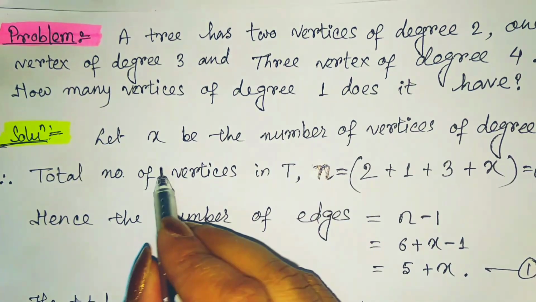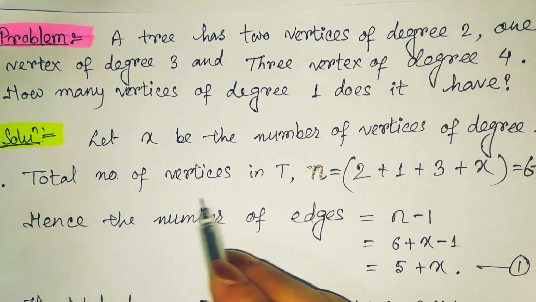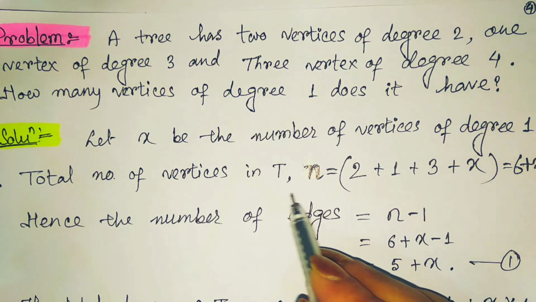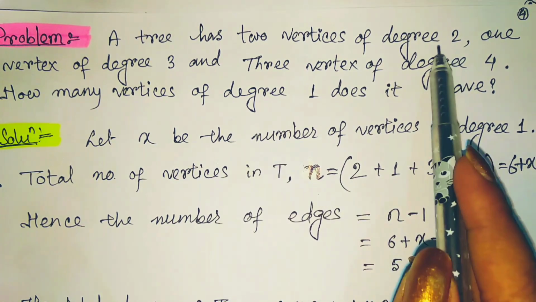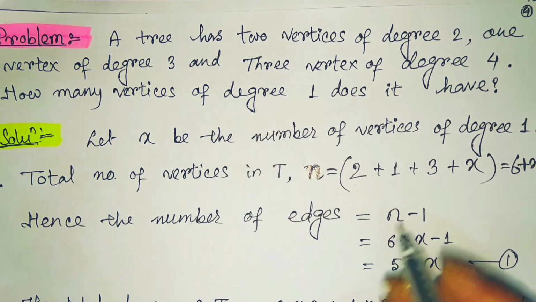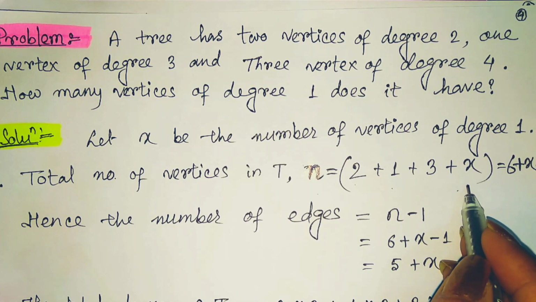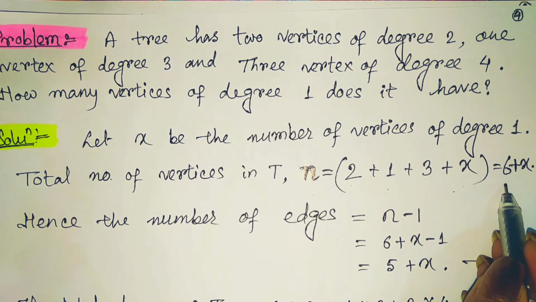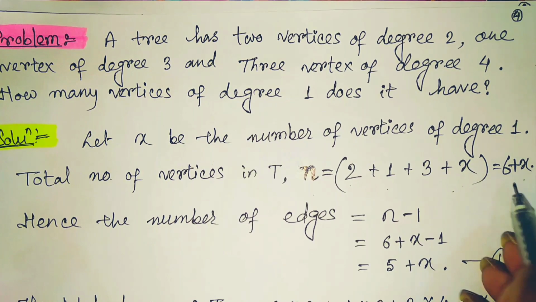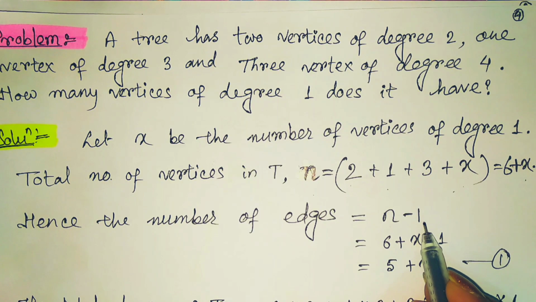So initially let x be the number of vertices with degree 1. Now the total number of vertices in the given tree is n, which is 2 plus 1 plus 3, that is 6 plus x, since it is given that there are 2 vertices of degree 2, 1 vertex of degree 3, 3 vertices of degree 4 and x vertices of degree 1. Hence the number of edges should be, we know, n minus 1. So the total number of edges is 6 plus x minus 1, that is 5 plus x.